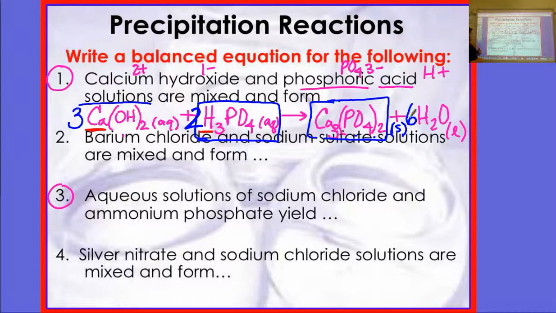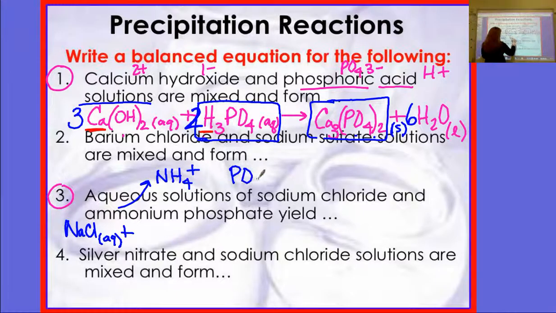So I'll do number 3 for you as well. Aqueous solutions of sodium chloride. That's easy. We know table salt. We've dealt with that compound a lot. And ammonium phosphate. Ammonium, NH4, is a 1+. Phosphate, PO4, is a 3-. So it's NH4. Swap and drop. I need 3 of them for each PO4.